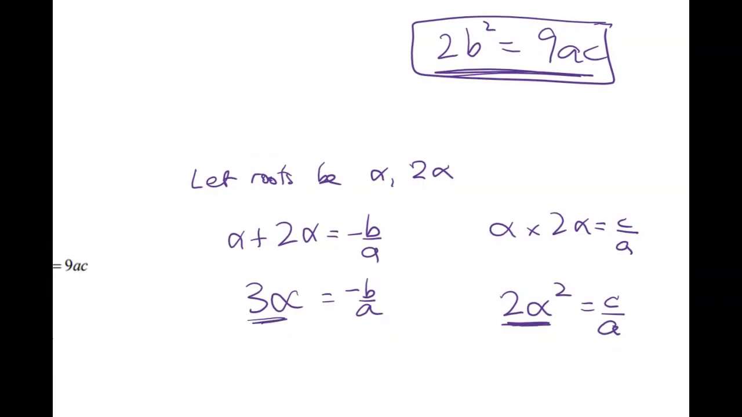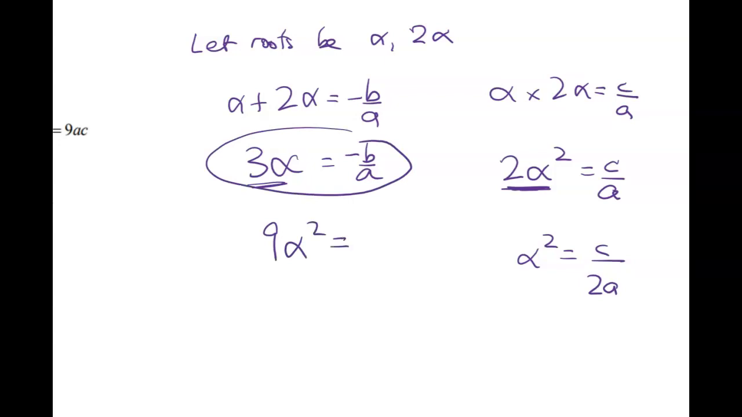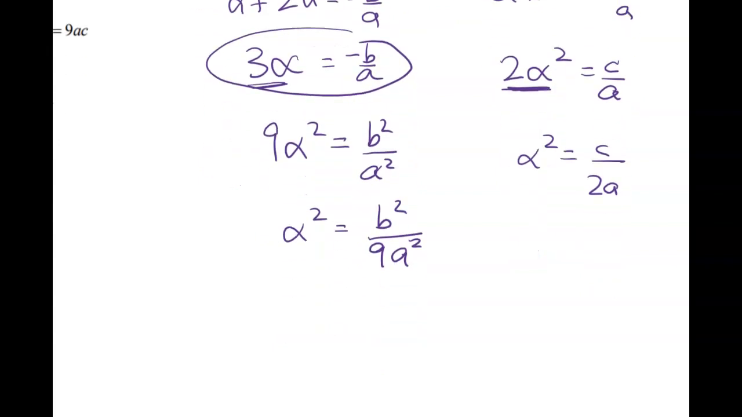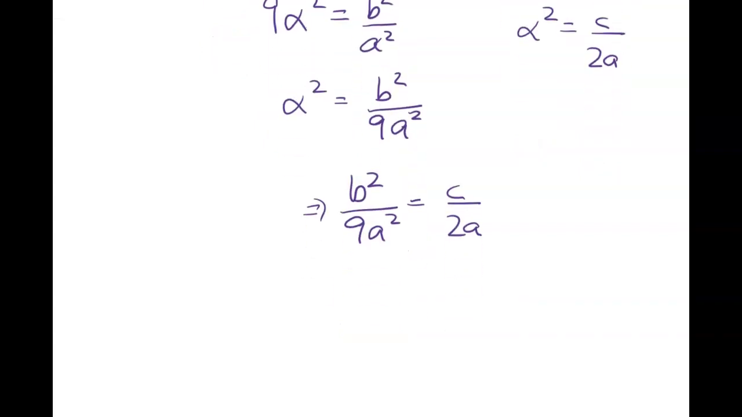You can see here that I've got 2 alpha squared. So I could write this one as alpha squared is equal to c over 2a. Here, I'm going to square both sides and get 9 alpha squared is equal to b squared over a squared. That would give me alpha squared is equal to b squared over 9a squared. We can put those two things equivalent to each other. B squared over 9a squared is equal to c over 2a. Now I have 2a b squared is equal to 9a squared c.